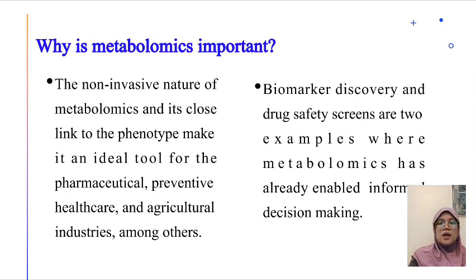Biomarker discovery and drug safety screens are two examples where metabolomics has already enabled informed decision making. In the future, with the availability of personalized metabolomics, we will potentially be able to track trends of our own metabolome for personalized drugs and improved treatment strategies. Personalized treatment is likely to be more effective than our current medical population-based approaches.